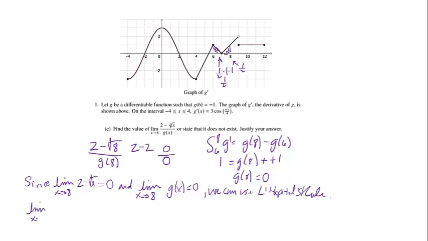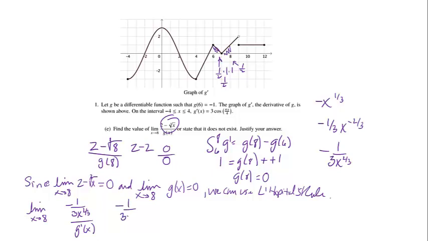Okay, so then we can finish it from here. So now we're going to have the limit as x approaches 8. We're going to be taking the derivative of the numerator. The derivative of 2 would be 0. If you want to rewrite this as minus x to the 1/3, so when I take the derivative of it, it'll be -1/3 x to the -2/3, which can be rewritten as -1 over 3x to the 2/3. So the derivative of the numerator now will be -1 over 3x to the 2/3. And then in the denominator, the derivative of g of x would be g prime of x. Now I'm going to plug in 8. So I'm going to get -1 over 3, 8 to the 2/3, and then over g prime of 8.